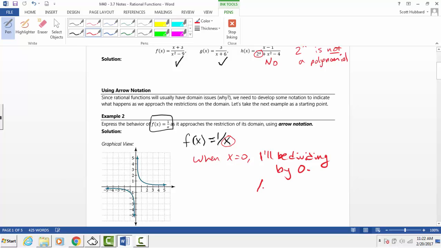And remember, that's a big no-no. That's undefined. So whenever you get close to dividing by 0, that leads to something that's not defined. And so what happens is that when you get close to dividing by 0, you actually start shooting up bigger and bigger and bigger. Let's take a look at the graph of this function. So this is f of x equals 1 over x.